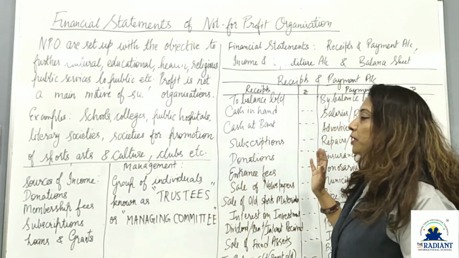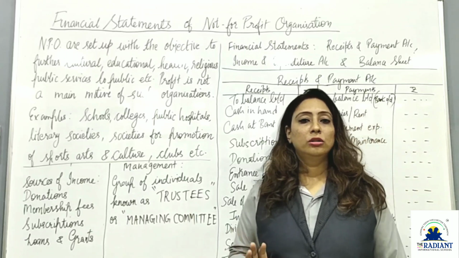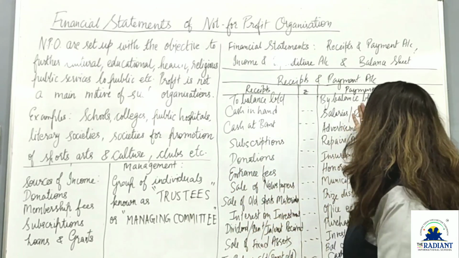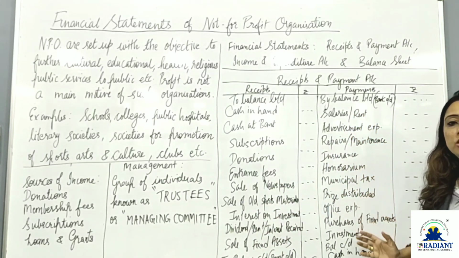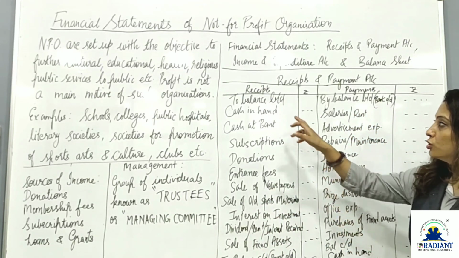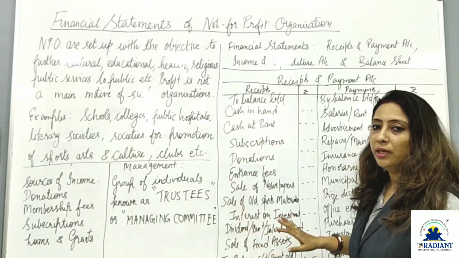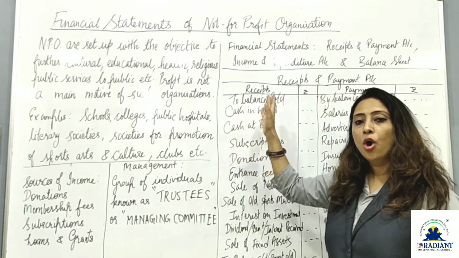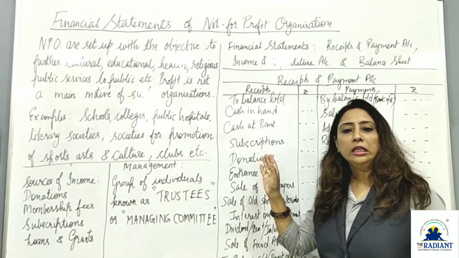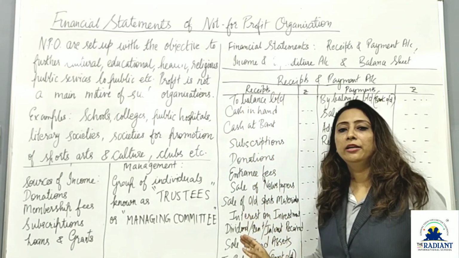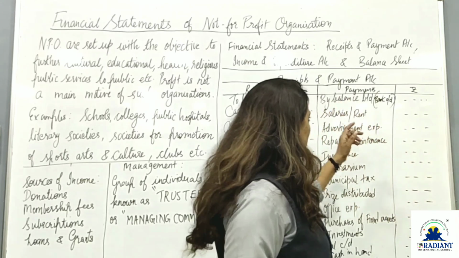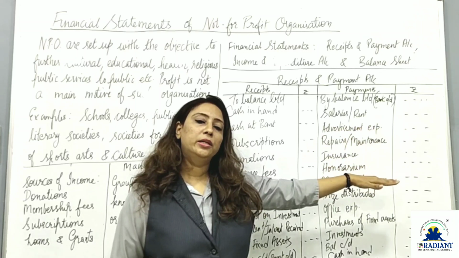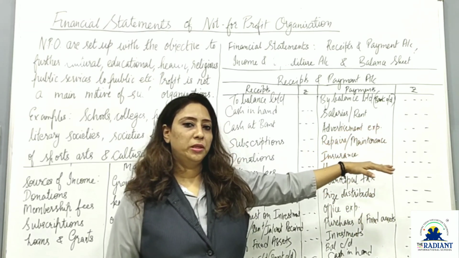Similarly, in receipts and payment account, we are not bothered whether it is a capital income or revenue income, or whether it is a capital expenditure or revenue expenditure. So, first of all, the format I will explain to you: in receipts and payment, on the debit side we have receipts, all the receipts including capital receipts and revenue receipts. On the credit side we have payments. Similarly, payments will also be capital payments as well as revenue payments.